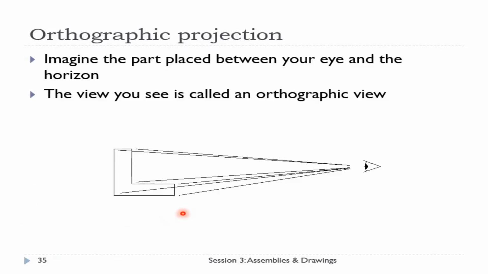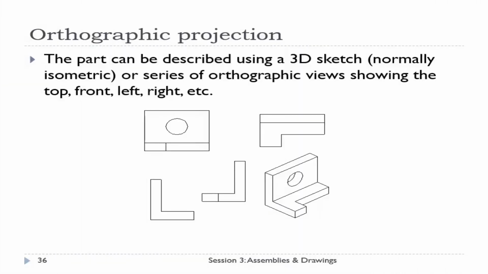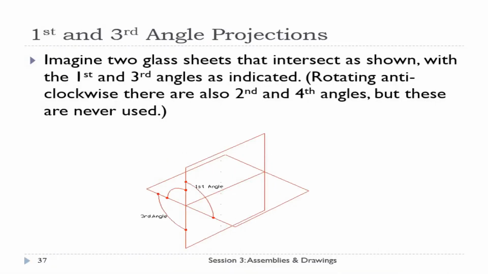So you can imagine the part placed between your eye and the horizon. The view you see is called an orthographic projection. So that's without perspective. All you would see on a projected view is the outline or border edges of the features of the part that you are looking at. So the part can be described using a 3D sketch, which would normally be an isometric view, or a series of orthographic views showing top, front, left or right views.